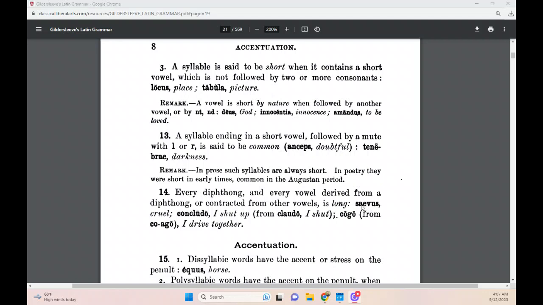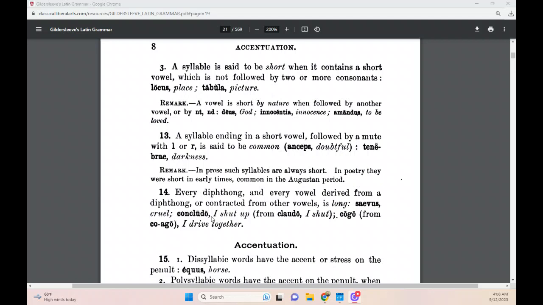We have here the word saevus, and we see in the first syllable of this word the diphthong ae. Every diphthong is long. So we have the long diphthong, that makes this a long syllable. Sae, a long syllable. So that's what it means for every diphthong to be long.